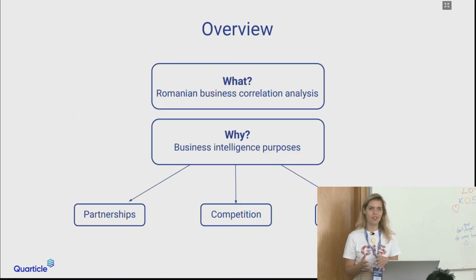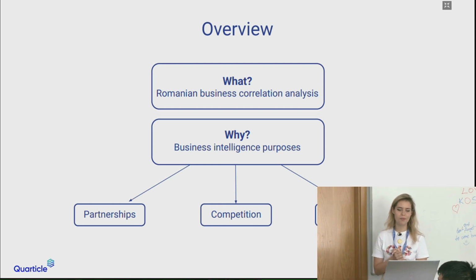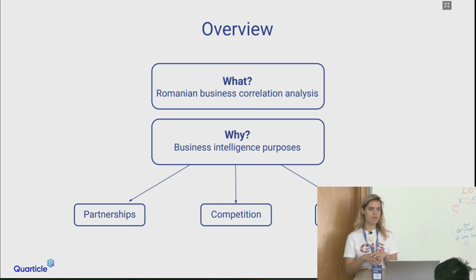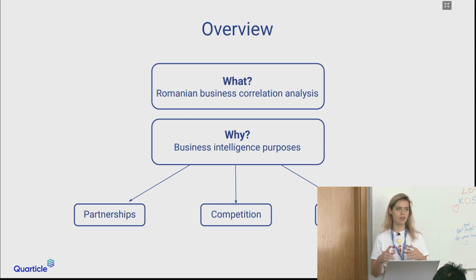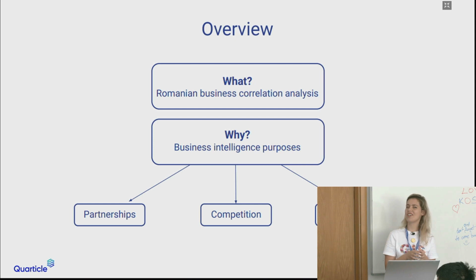So, everything starts with what and why. We need to know what we did and why we did that. The graph-based geointelligence is all about analyzing Romanian businesses and their correlations of financial patterns. We wanted to see how companies connect based on their financial scores.